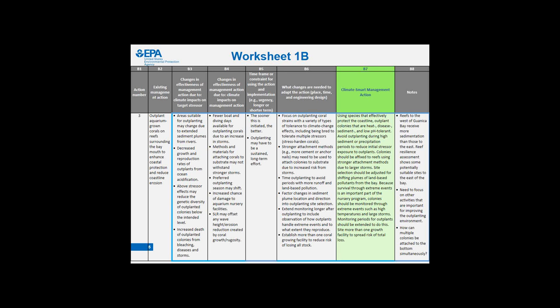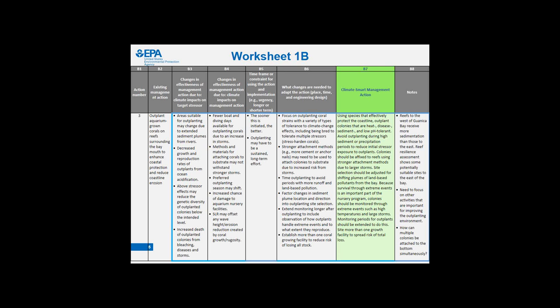So taking all of that on board and using it to modify the original idea, which again is found in column B2, we now have in B7 a more climate smart version of the same action. So using species that effectively protect the coastline, outplant colonies that are heat, disease, sediment, and/or low pH tolerant, avoid outplanting during high sediment or precipitation periods to reduce initial stressor exposure to outplants.